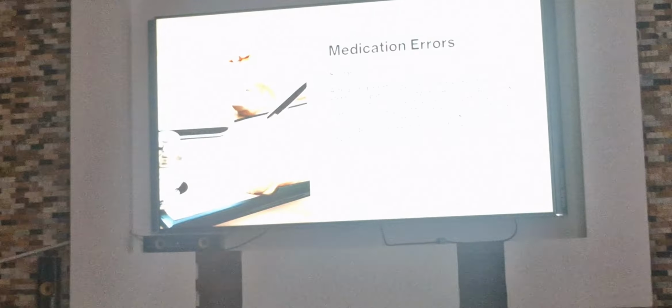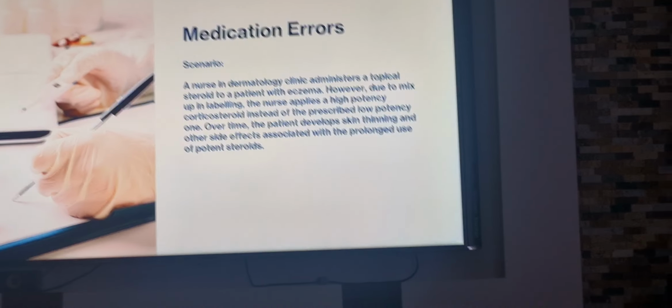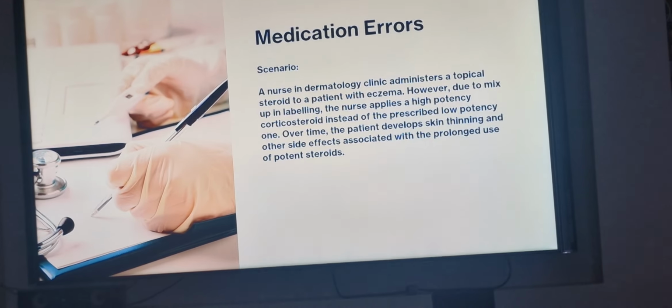Can you read the scenario? I can't see. Wait. I can't see. Come here. I'll see, you'll see. Okay.